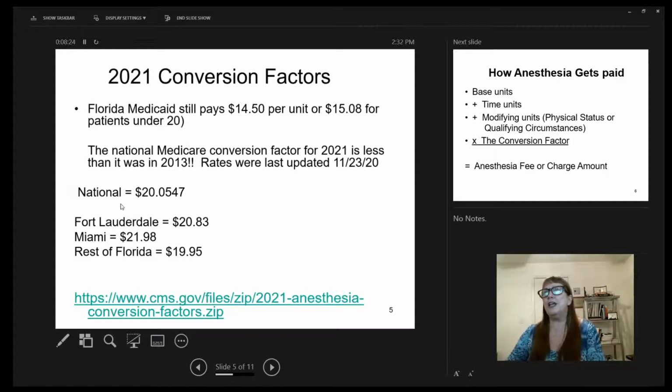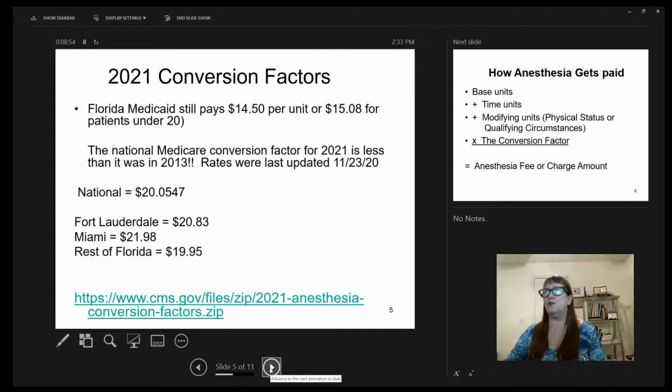So right now we're looking at a 2021 national conversion factor of 20.0547. Here in Florida, Fort Lauderdale and Miami are both higher than the entire rest of the state because the cost of living is much higher down south there. For purposes of our examples today, I'm going to use the 1995 Medicare rate to show you how Medicare processes claims. All right, so you know what a conversion factor is.